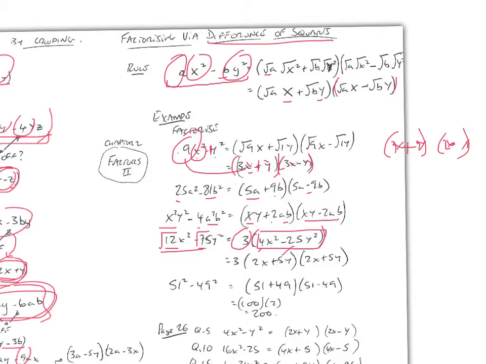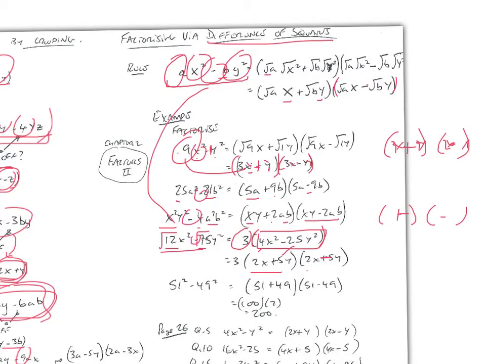So the factors are 3 times 2x plus 5y and times 2x minus 5y, that should be. 2x plus 5y, 2x minus 5y. They'll always be in the form plus and minus, always. And this will always be minus in all these problems.